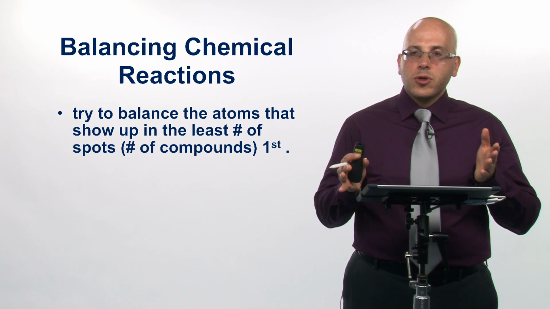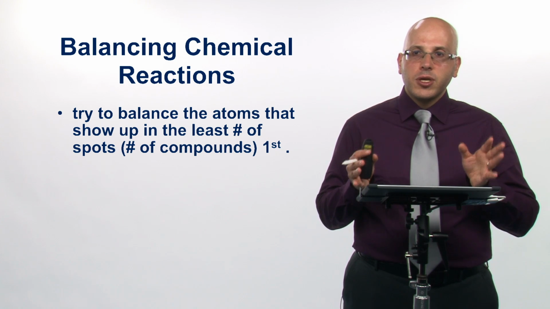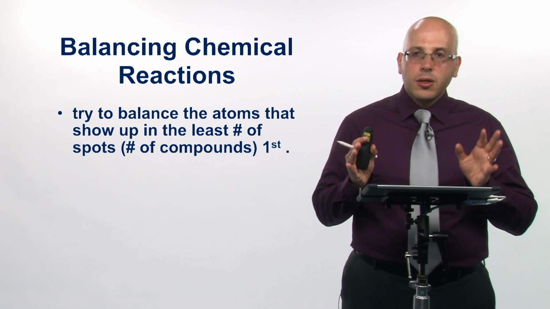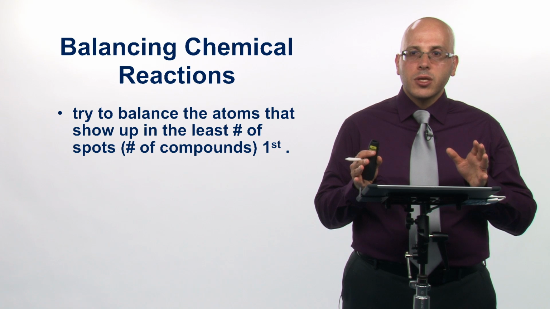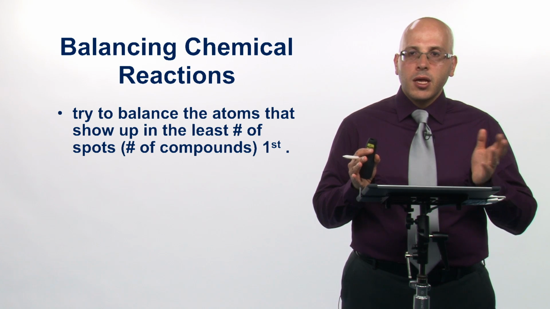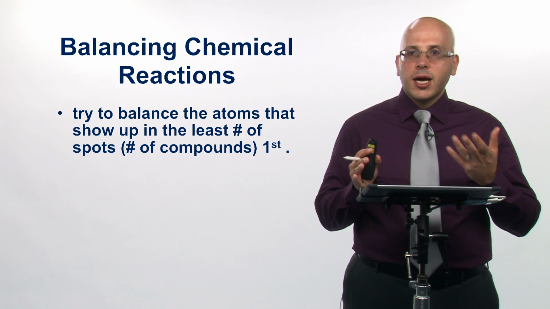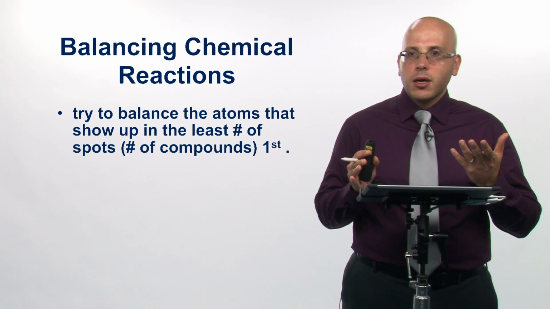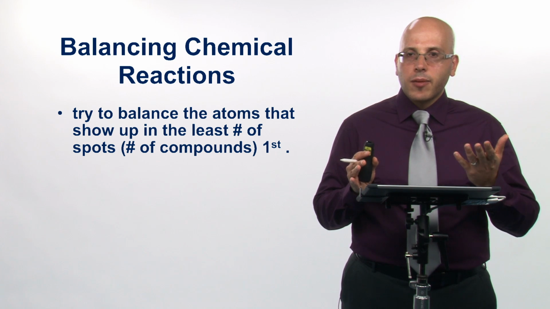Contrary to what you may have heard before, it's perfectly okay to use fractions if you need to when you're balancing this. Unless, of course, the question says, balance this equation using the smallest whole number coefficients. If you need whole number coefficients, then what you can do is just multiply everything by whatever the lowest common denominator is. So let me give you a specific example of how to balance a chemical reaction.